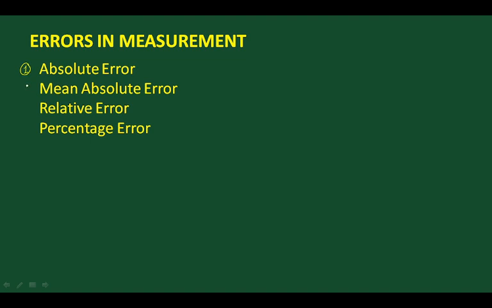Number two is mean absolute error. Number three is relative error, which can also be called fractional error. And number four is percentage error. So we will discuss all these errors in measurement: absolute error, mean absolute error, relative or fractional error, and percentage error. Now we can define them one by one.